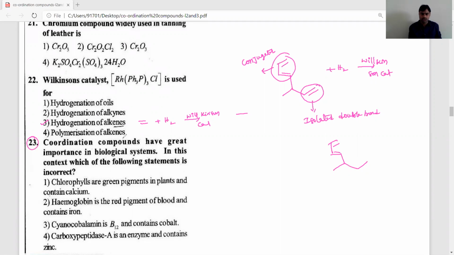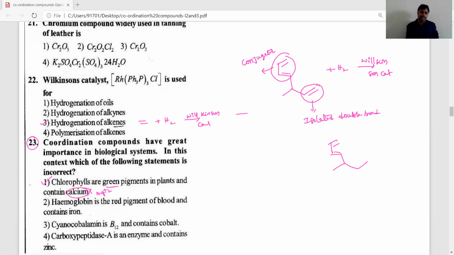Let's see the 23rd question. The coordination numbers have greater importance in the biological system. In this context, which of the following statements is incorrect? The incorrect statement is the first option. The green color of plants is due to the presence of chlorophyll pigment. It contains magnesium, Mg2+ ions, but not calcium. That's why the first option is an incorrect statement. They gave calcium, but it is not calcium.